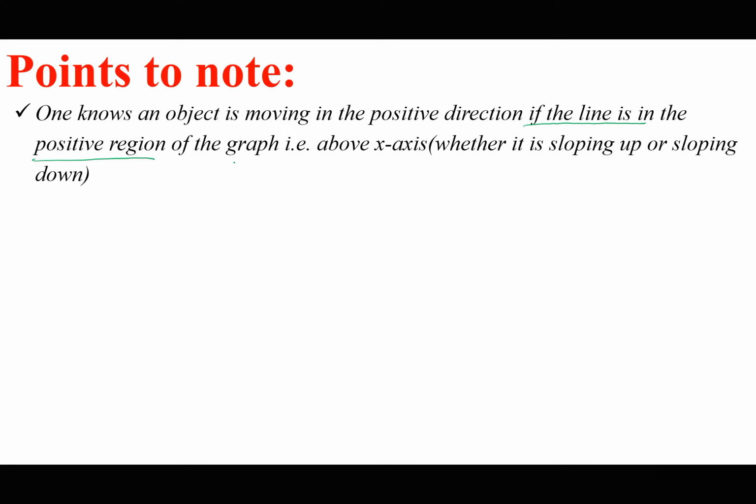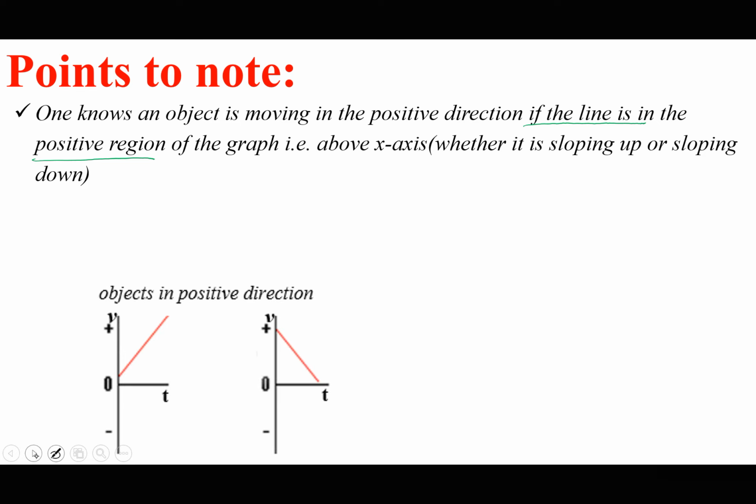By convention, we consider above the x-axis to be the positive direction. So if you want to know that the object is moving in the positive direction, look at the line. If it is above the x-axis, whether it is sloping towards the x-axis or sloping away from the x-axis, we know it is in the positive direction of motion. And I can illustrate this very easily by using this diagram here.